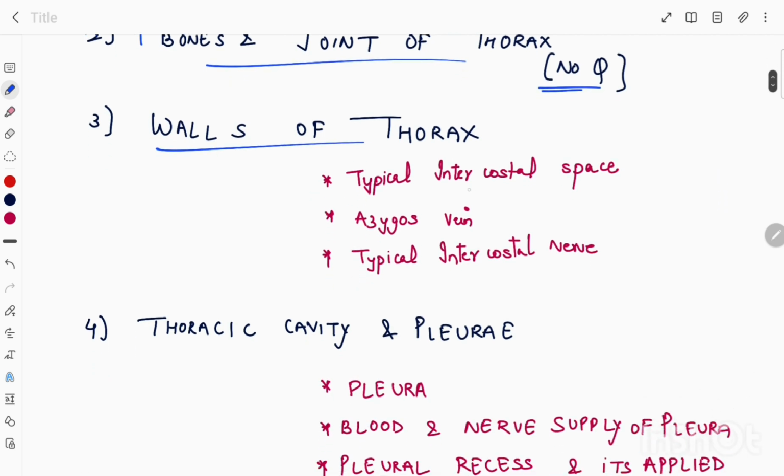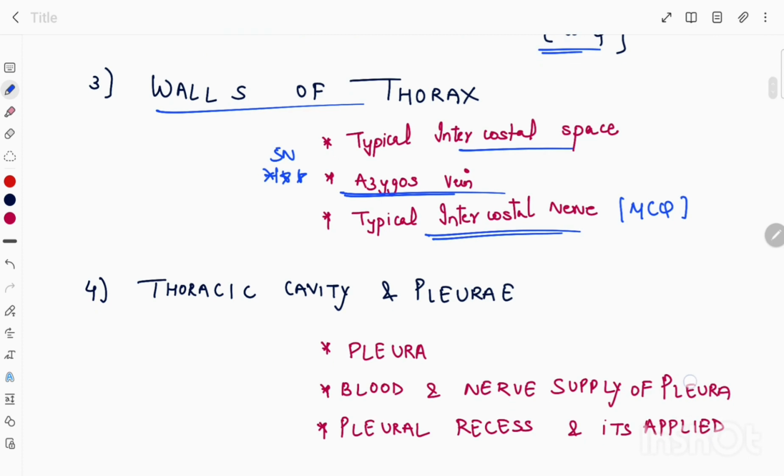In this, one question can be asked like typical intercostal space. The very important one is the azygous vein. You should prepare a short note on the azygous vein. It's very important. Any which way, you will get a question on this. Then there is the typical intercostal nerve. That is an important topic. You can get an MCQ on it. Not rarely, you will get a short note on that.